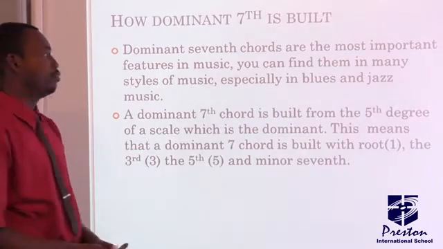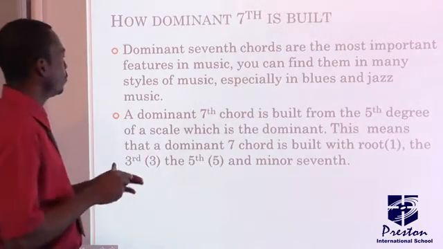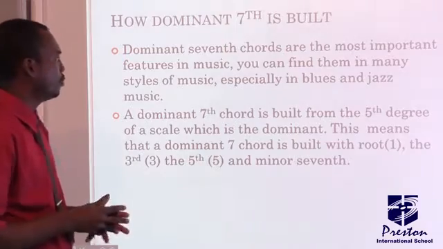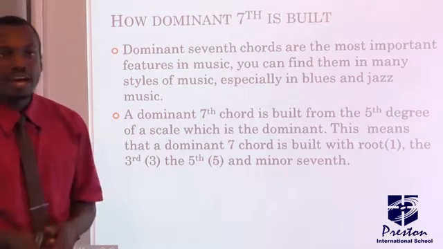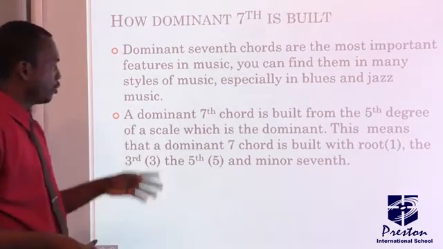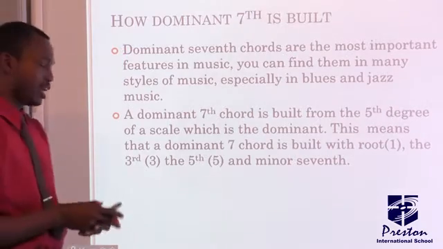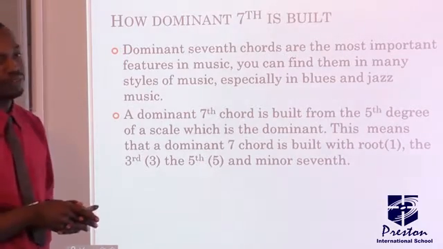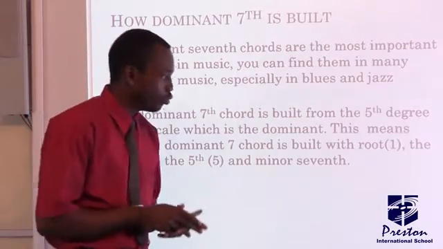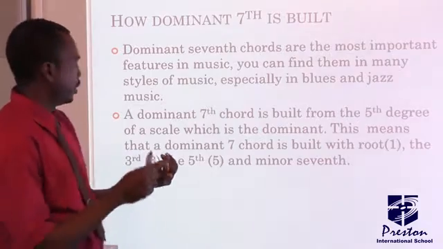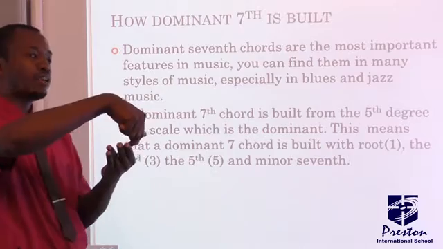How dominant seventh is built. Dominant seventh chords are the most important chords or features in music. You can find them in many styles of music, especially in blues and jazz music. A dominant seventh chord is built from the fifth degree of a scale, which is the dominant. This means that a dominant seventh chord is built with the root, the third, the fifth, and the minor seventh.